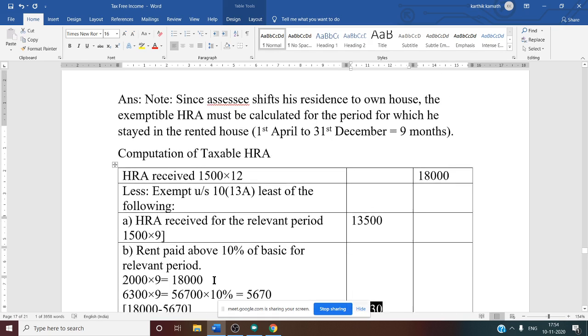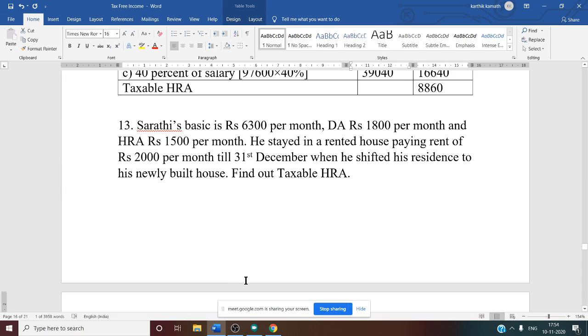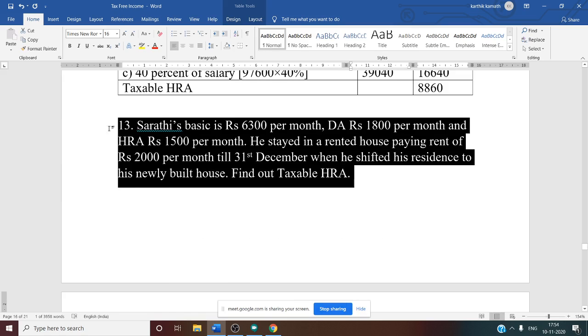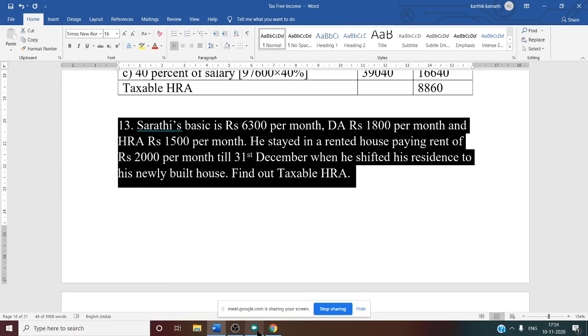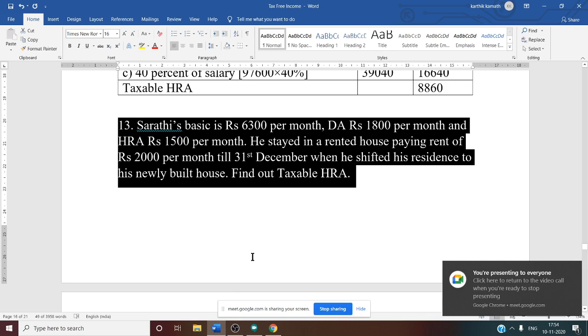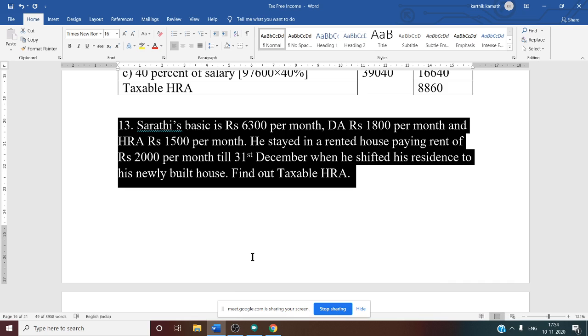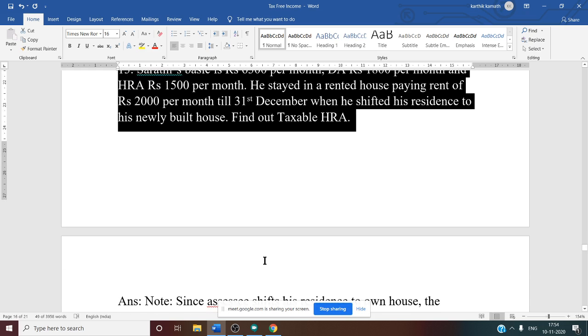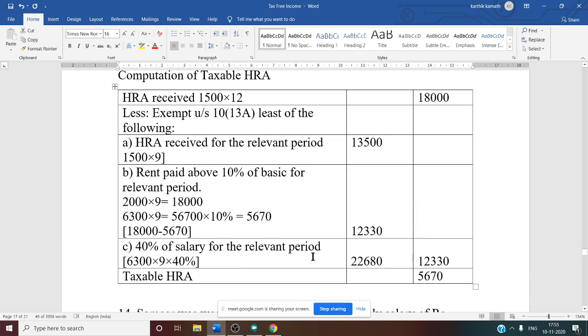Now the third condition is about the city. Again, in this question the city is not mentioned, that is, where the SSE lives or where the house is situated is not given. In that case, we have to take 40% of salary. Suppose we assume the SSE lives in Mangalore, even then we take 40% of the salary only. Why not 50%? 50% is restricted only for four cities: Mumbai, Delhi, Chennai, Kolkata, and all other cities 40%.